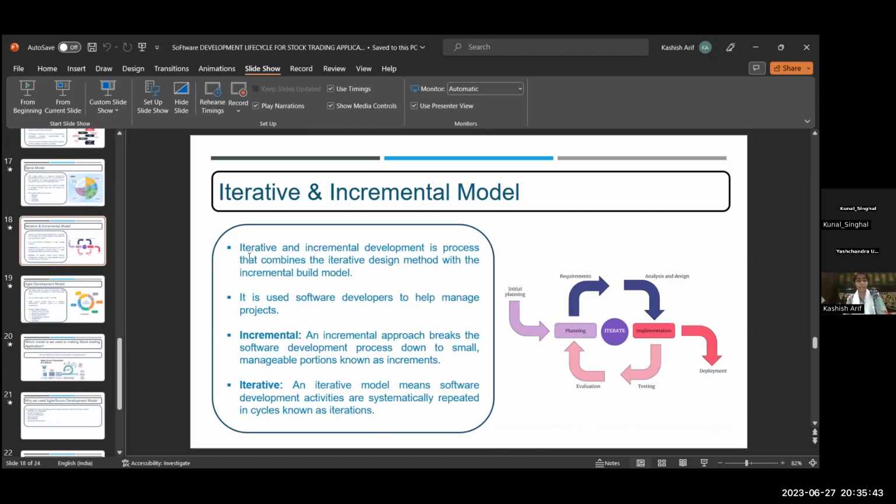Iterative and incremental model. Iterative and incremental development is a process that combines the iterative design method with the incremental build model. It is used by software developers to help manage increments. An incremental approach breaks the software development process down into small, manageable portions known as increments. Iterative model means software development activities are systematically repeated in cycles known as iterations. So basically, the iterative and incremental model is the combining process of iterative and incremental designs.